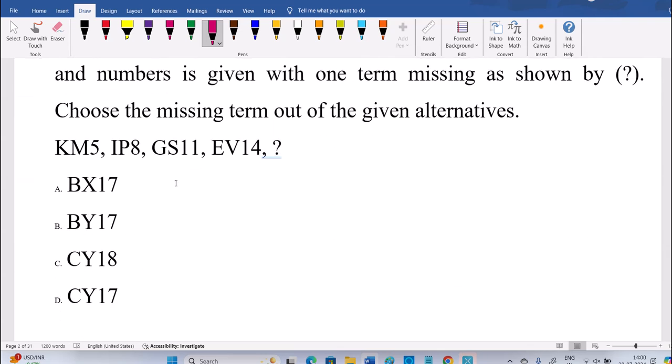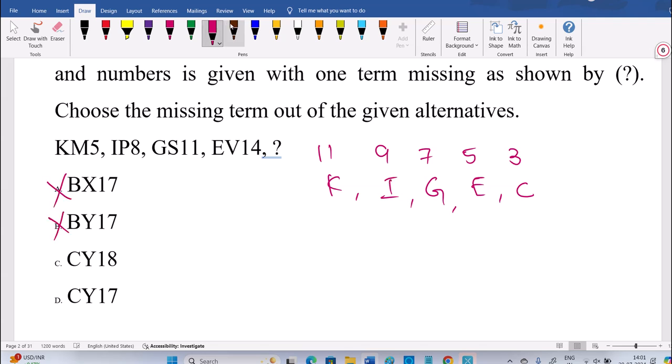First one is series, letter series. Here we can go with the first letter, and two options will be eliminated. It's like K, I, G, E. We have to get C. It's all odd numbers, right? 11, 9, 7 are alternate numbers, then 5 and 3. So A and B are eliminated. It will be option C or D. Y is already fixed in that. Only the number is going to decide our answer. 5, 8, 11, 14. The next number must be 17, plus 3 logic. So the answer is CY 17.